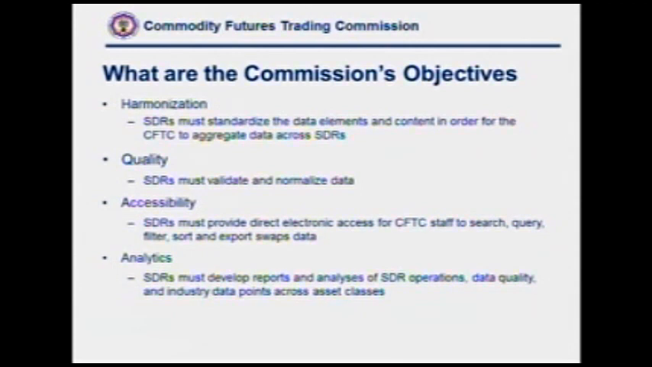It's a constant issue. There are different levels of validation that occur, as would be expected, and there's a constant move to improving data quality. Accessibility, which is how do we get access to the data? There are really two methods: data delivered to us versus data on the portal, on each SDR's portal, and how do we improve that accessibility so that we can do the aggregation that Chairman Gensler mentioned, and then analytics.